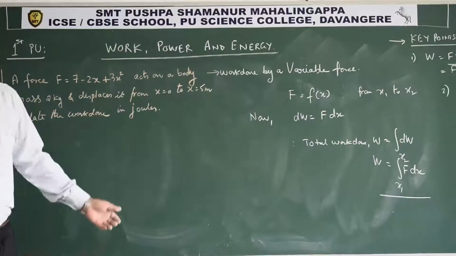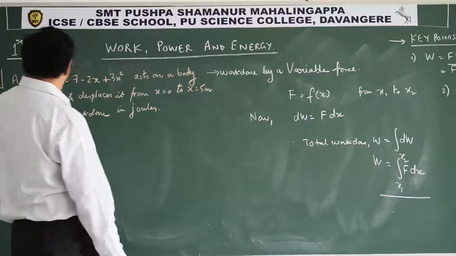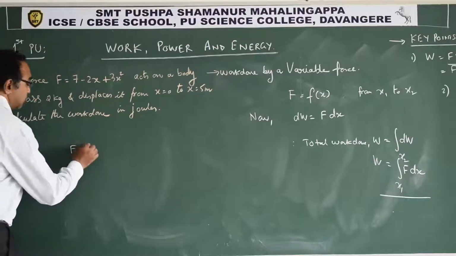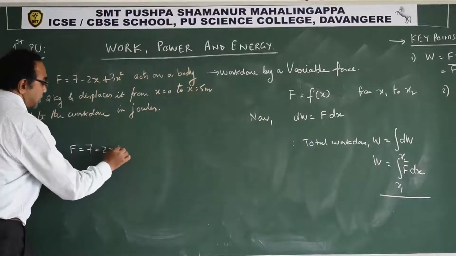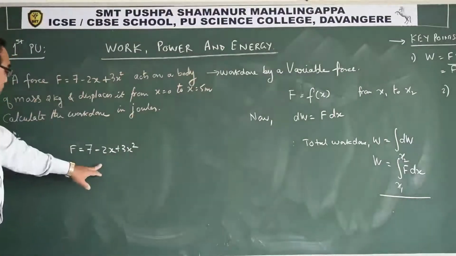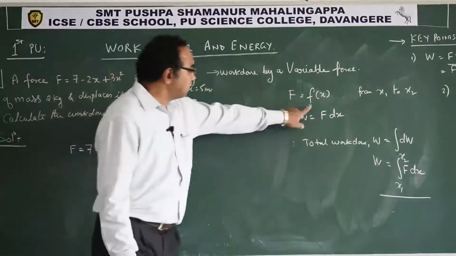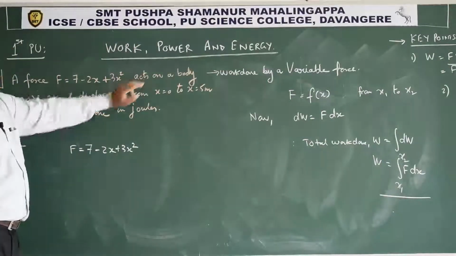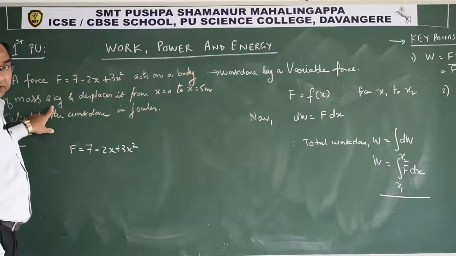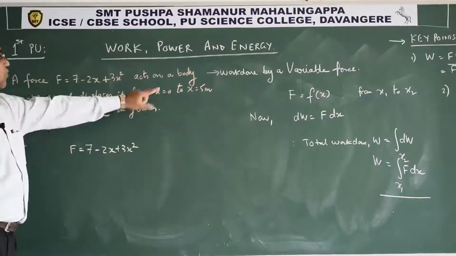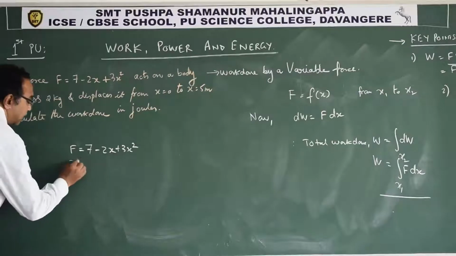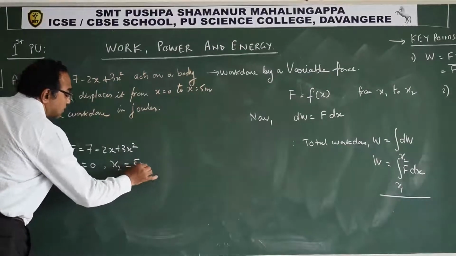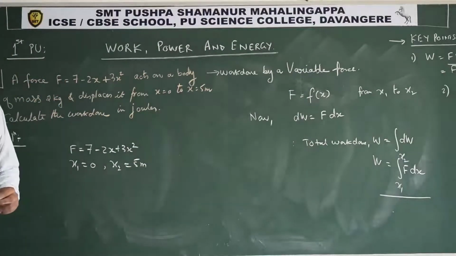Well students, let us take this question. The question reads like this. A force F, please record it, F is equal to 7 minus 2x plus 3x square. See here, force depends on distance x, that is what we had seen. Try to correlate. Force F acts on a body of mass 2 kg and displaces it from x is 0 to x is 5. So x1 is 0, x2 is 5 meter. Calculate the work done.